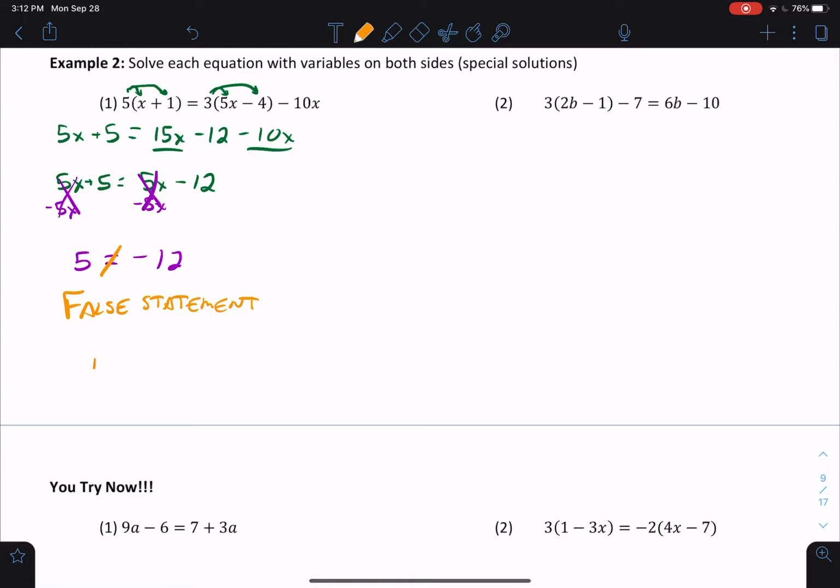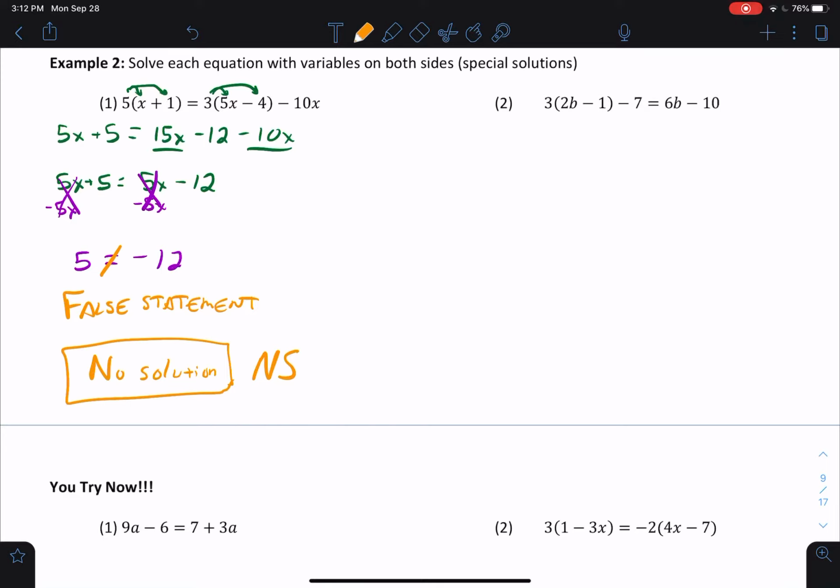Therefore, this equation has no solution. All right, sometimes we'll write it as NS. No solution. There is no value for x, where if I plug it in, the left-hand side will equal the right-hand side. No solution. All right, what about number 2?